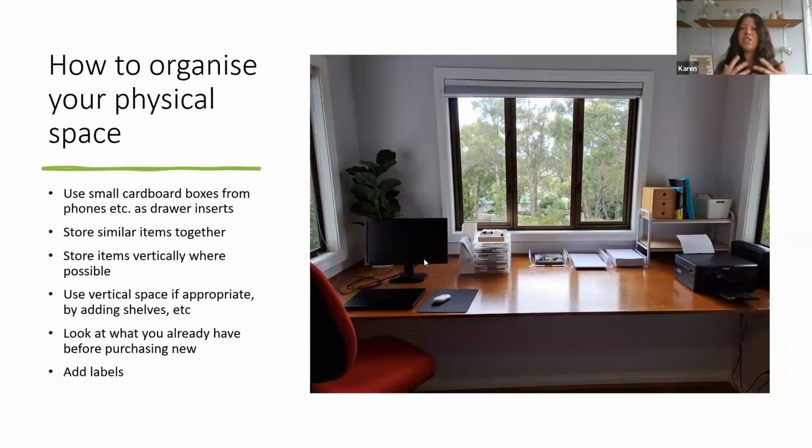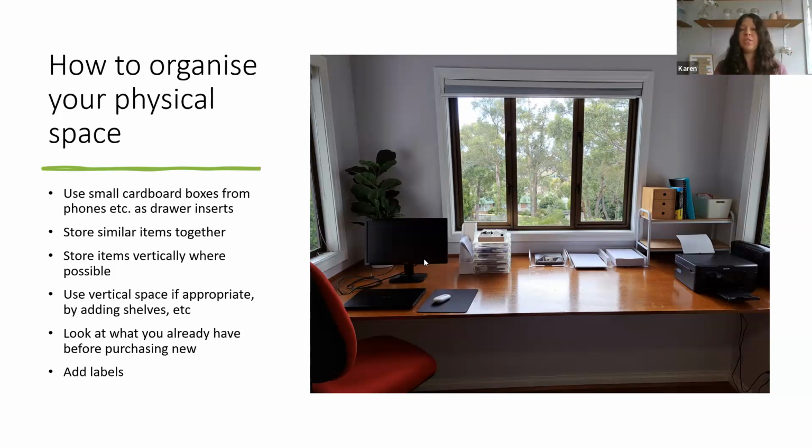So now, how do you actually organise your physical space now that you've decluttered it? Well, using small cardboard boxes as drawer inserts, from your phones, things like that, can work really well to help corral your items. And look at storing similar items together. So, your pens and your pencils together, but also look at perhaps the more overarching category, the family that the items are in, like a stationery drawer, for example.